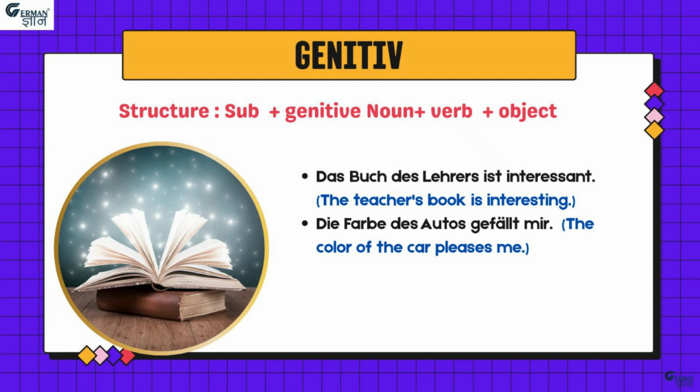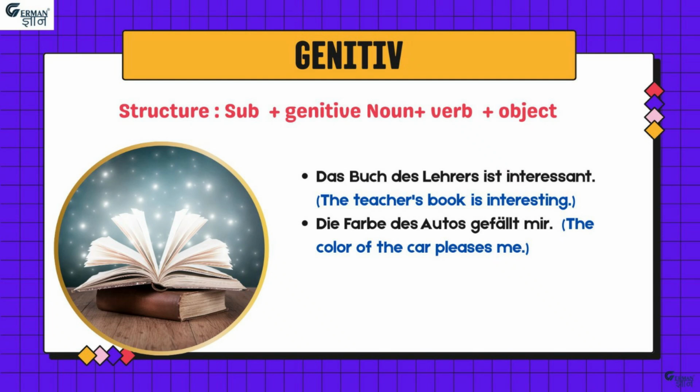Now here what I have done, first I have written "das Buch", that is the subject, or you can also say the noun. And then after this I have written "des Lehrers". Now Lehrer is the owner of that book. So remember, first you have to write the object, and then you have to write the owner of that object. Then comes the verb, and then the rest of the sentence. So the sentence translation is, the teacher's book is interesting. Second sentence is, "Die Farbe des Autos gefällt mir", means the color of the car pleases me. Now again, first I have written "die Farbe" and then the owner, means the car.